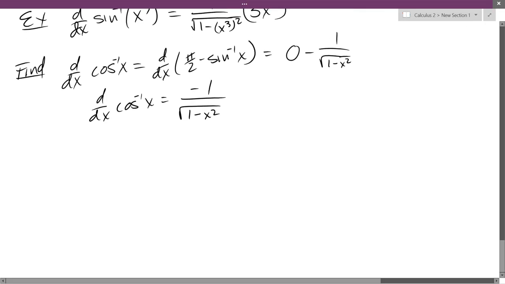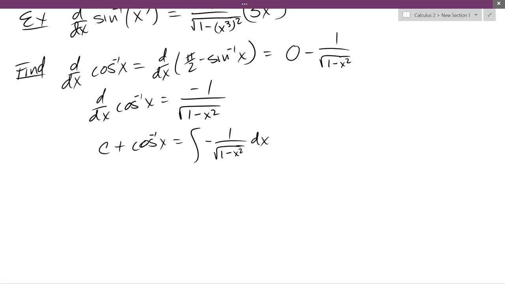All right, up next. Oh, we got to get our antiderivative formula before we do anything else. So we're going to move the derivative operator to the other side with the antiderivative. So I'm going to write it as C plus cos inverse x equals integral negative 1 over square root 1 minus x squared dx. So I just change it from a derivative to an antiderivative.